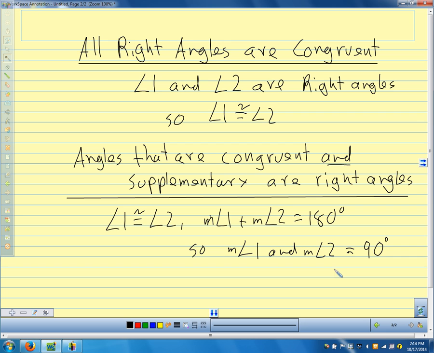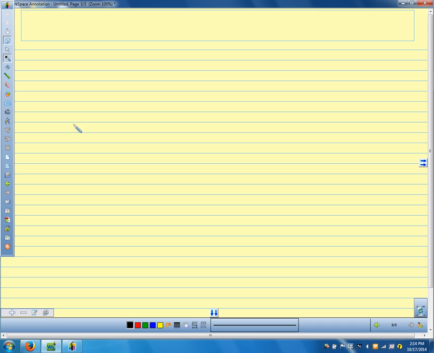So that's another theorem now that we can use when we're dealing with showing that angles are congruent. We'll write two down that are similar, and we'll prove the very last one. All right, questions before we go on? Okay. Congruent supplements.